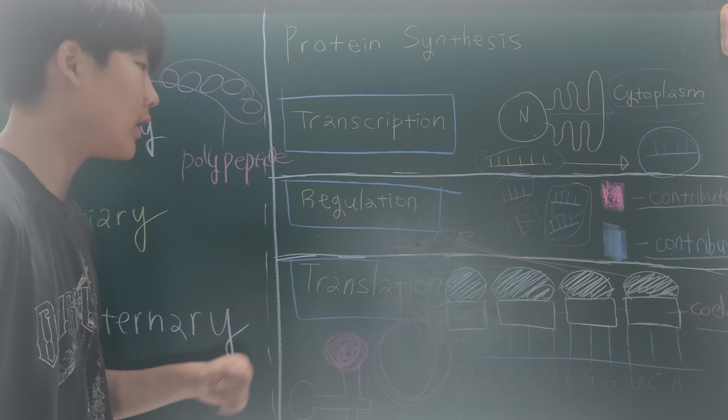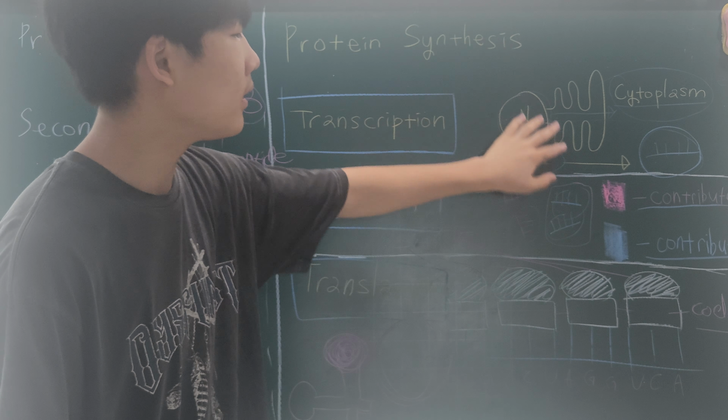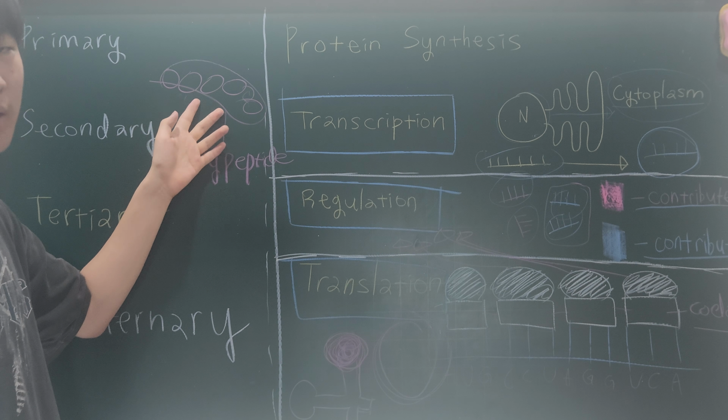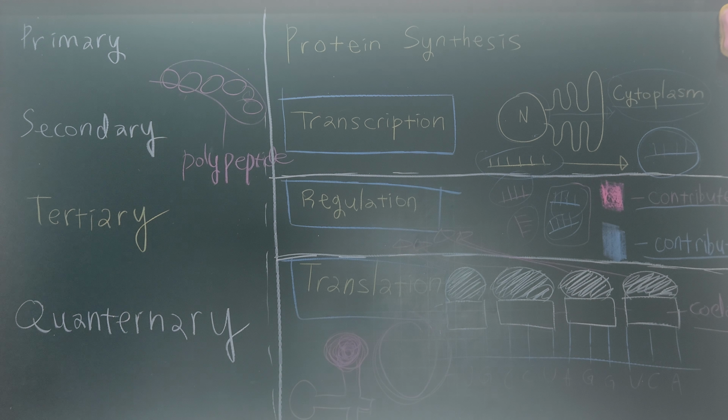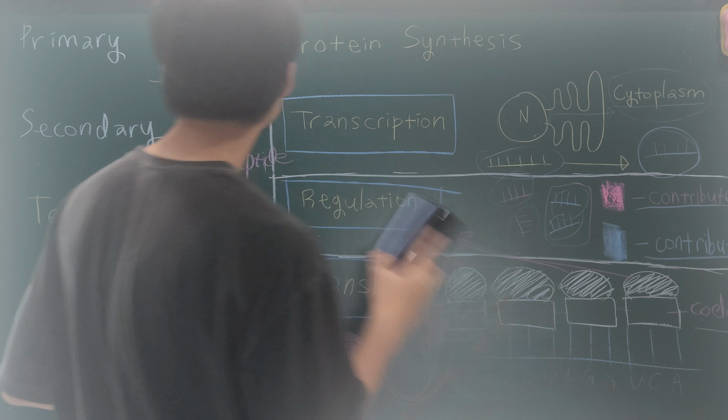Transcription, regulation, and translation. All these basic steps, after these basic steps, the first form of protein is formed. But actually, this is not the complete form. It is just the first form.